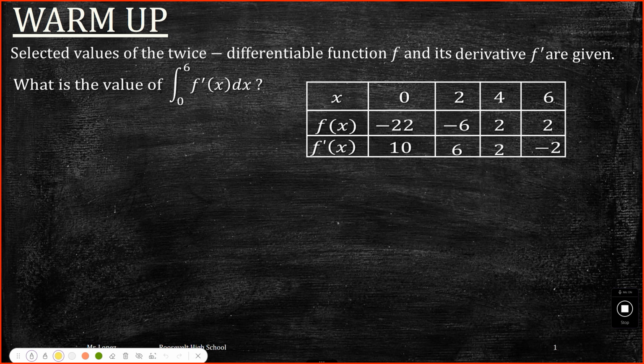What do you guys got? What do you got? What you got over there? 24? What you got? You got nothing? Negative 4? 12? Let me see. Read it. What you got? Let's see.